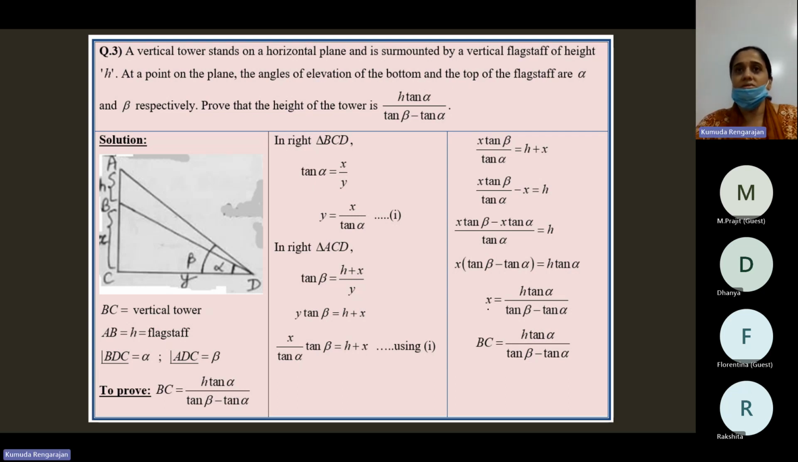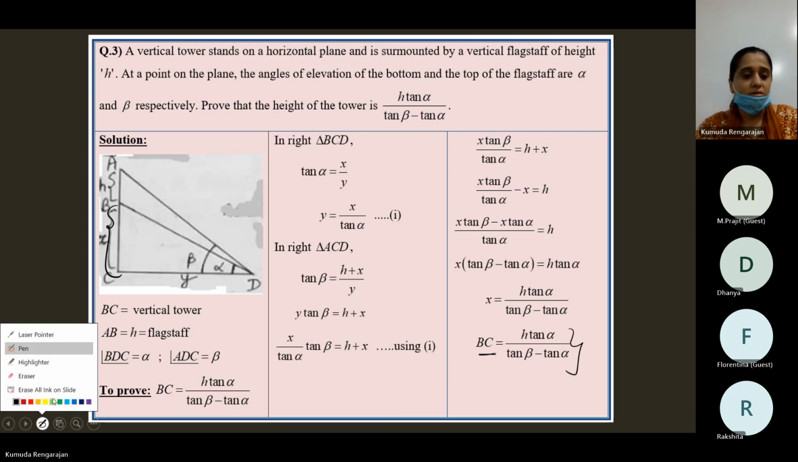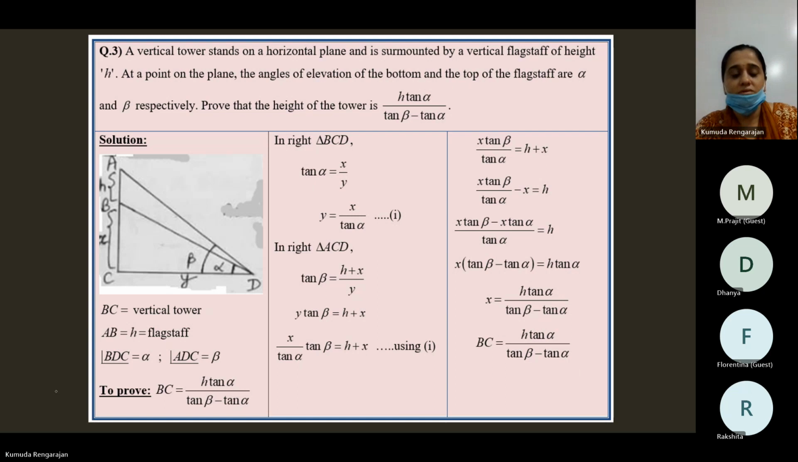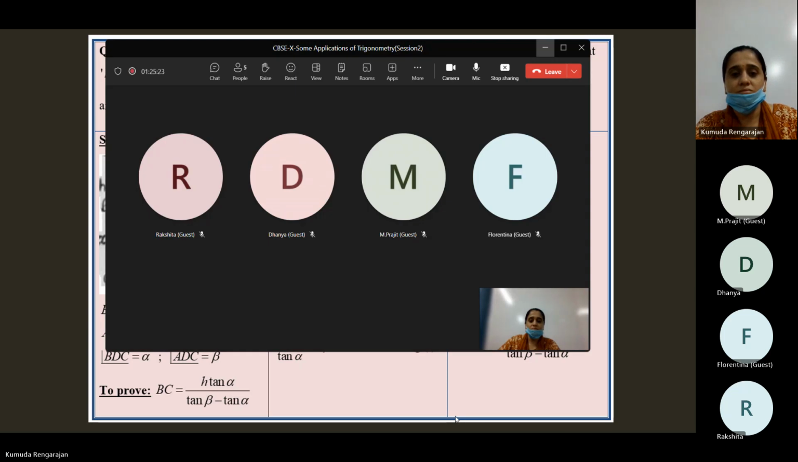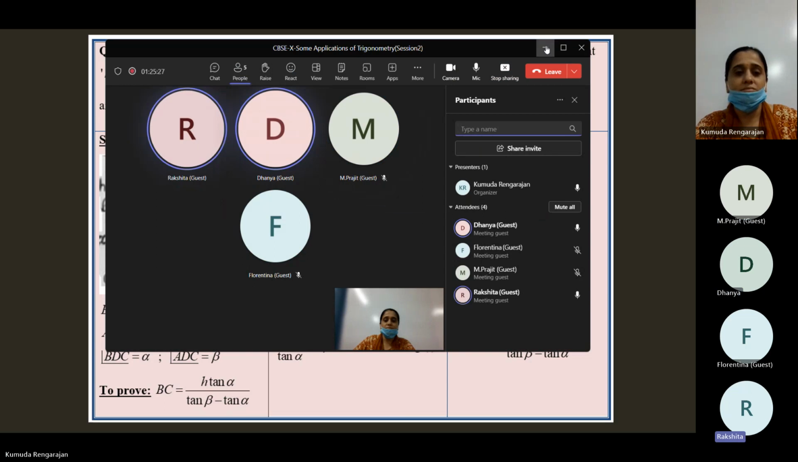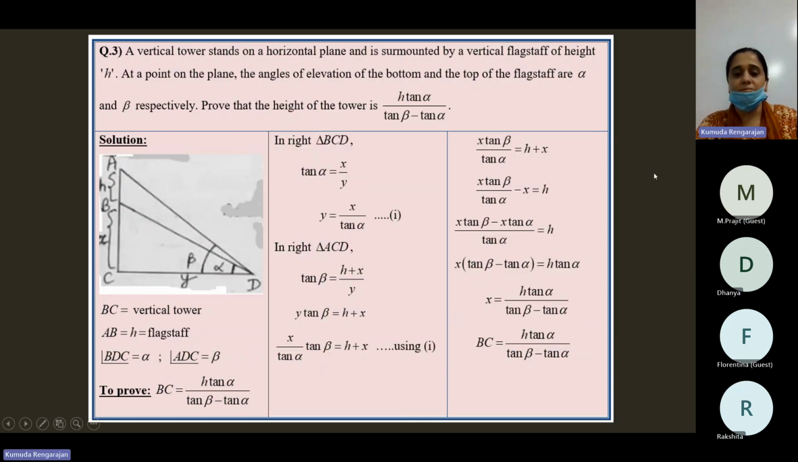And x is nothing but BC. BC is equal to this expression. That's what we had to prove. Correct? Completed, online students? Yes, ma'am. All right. Very good.